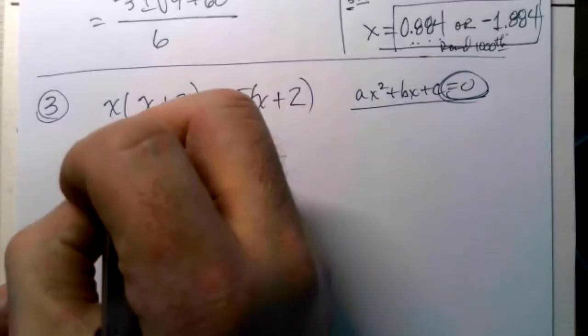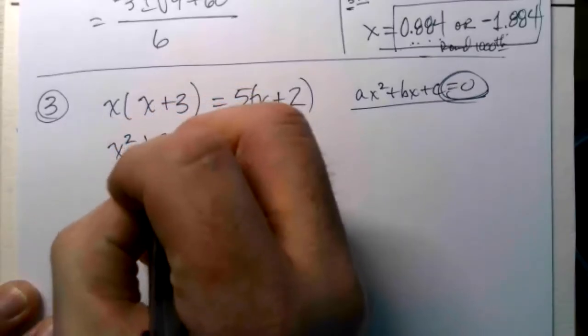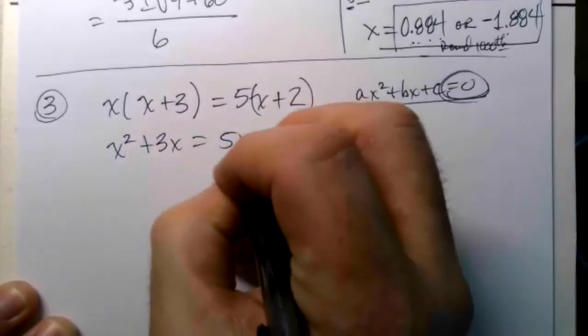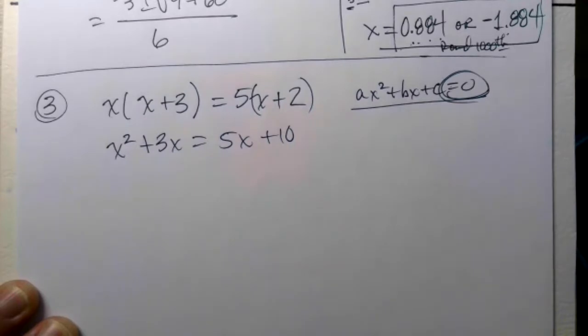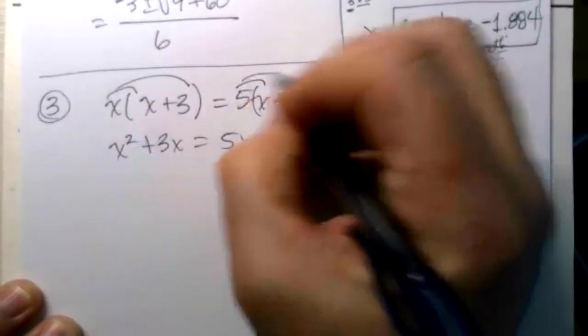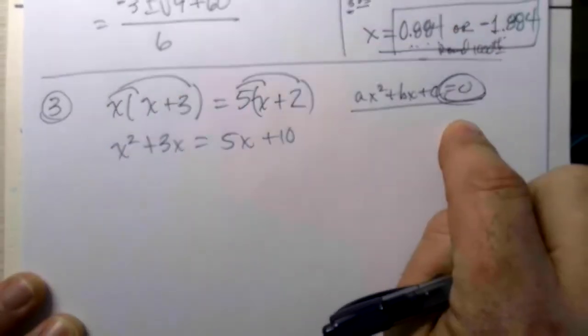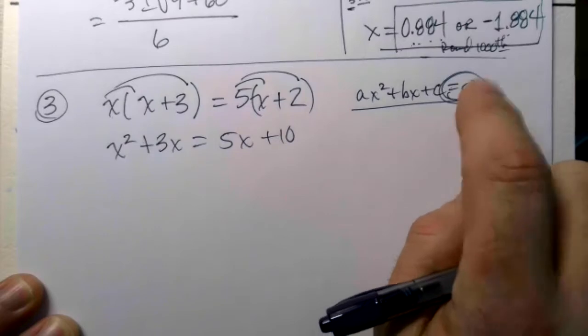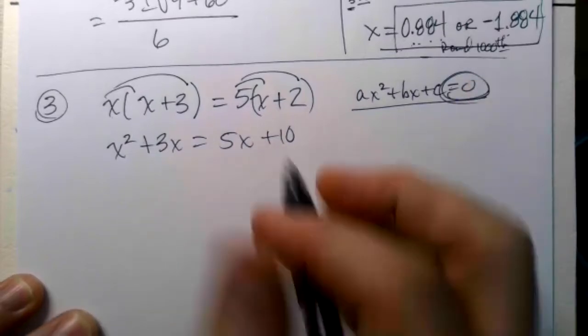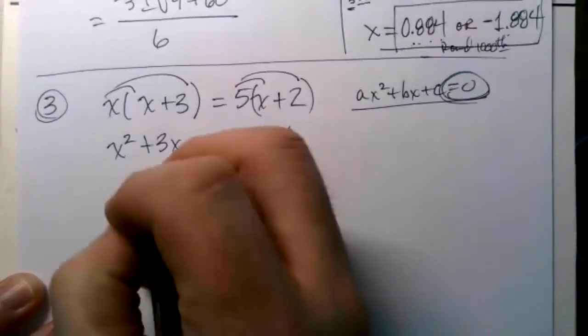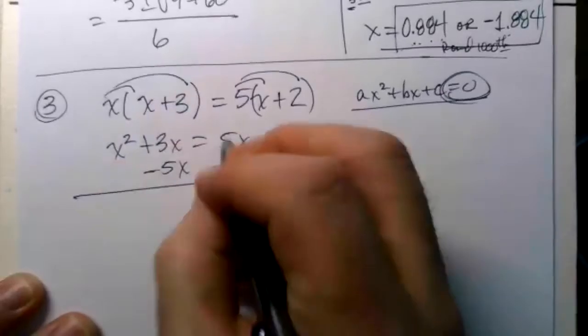So here we go. x times x is x squared plus 3x equals 5x plus 10. So all I did was distribute. I'm trying to get it to look like this. Now, again, this has equals 0, so anything on the right side needs to be moved over to the left side. So in other words, I'm going to subtract 5x from both sides.